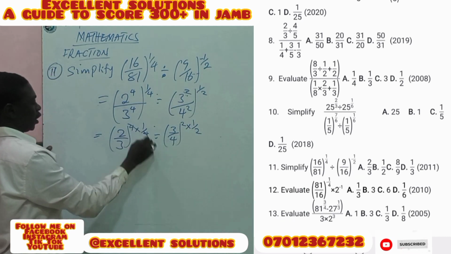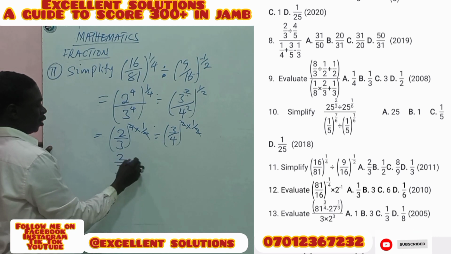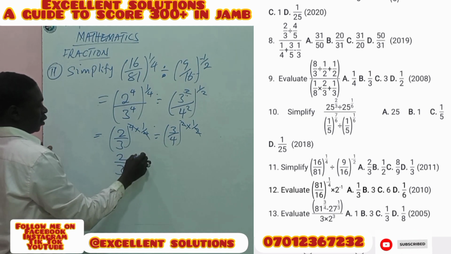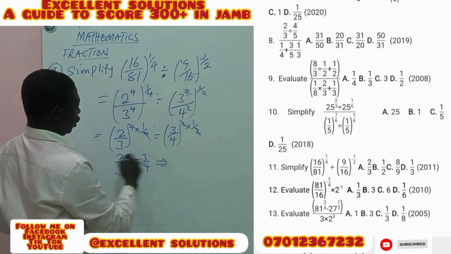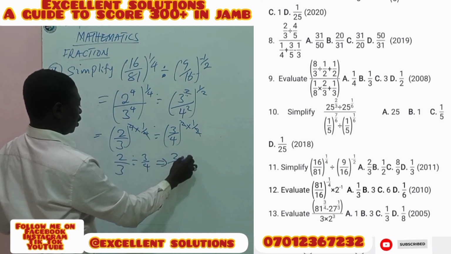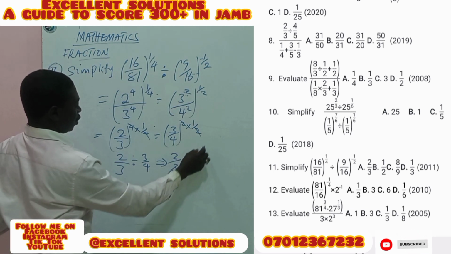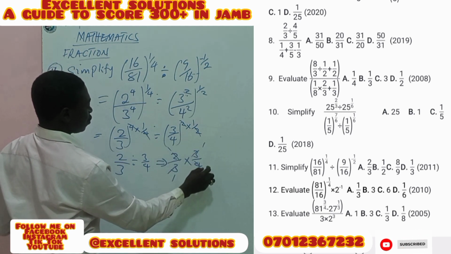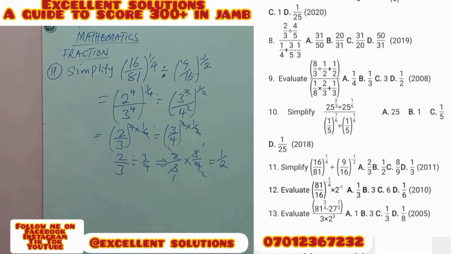So if we look here, 4 cancels 4, 2 cancels 2. So this now becomes 2 upon 3 divided by 3 upon 4. So if we take the reciprocal, this will now be equal to 2 upon 3 times 3 upon 4. So 3 here, 1, 3 here, 1. 2 here, 1, 2 here, 2. So we are having 1 upon 2. And if you look at our options, in option B, we have 1 upon 2. So this question 11 was asked in 2011.